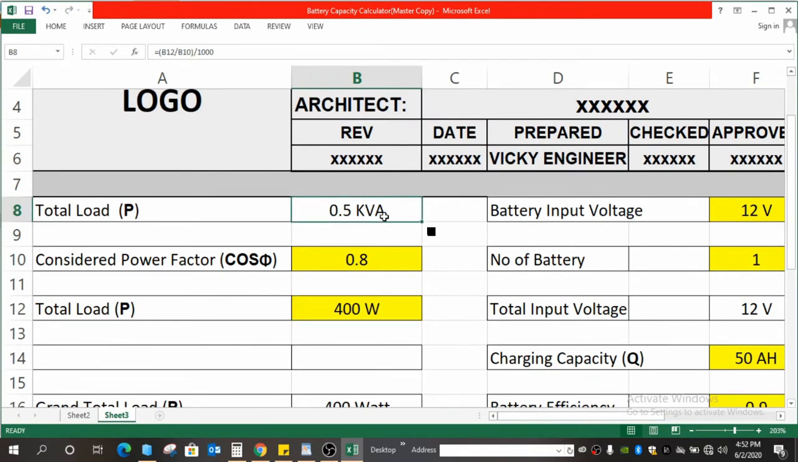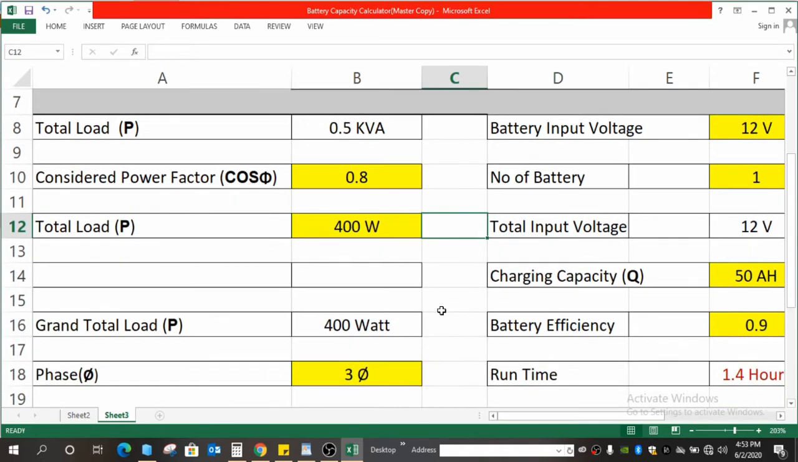You must know how to calculate the total electrical load sheet, or it may come from the UPS calculation sheet in kVA. If you don't know how to calculate the UPS calculation sheet or how to calculate the load sheet, I'm giving the link in the description and also in the card button so that you can go through and have some knowledge on that.